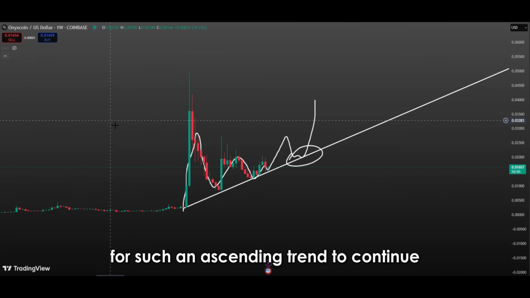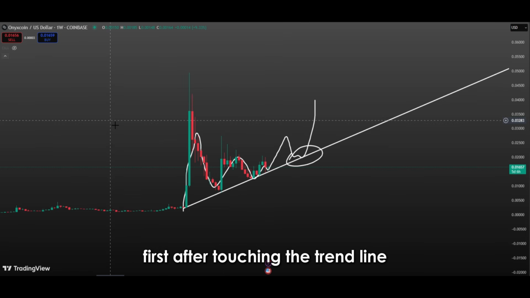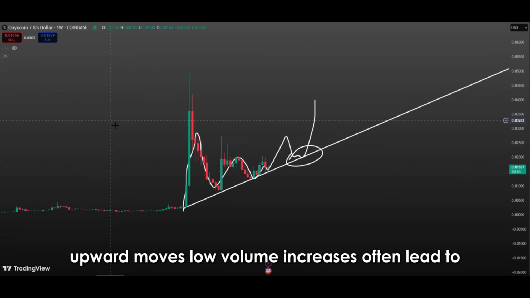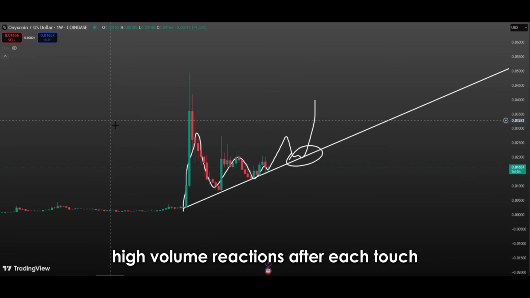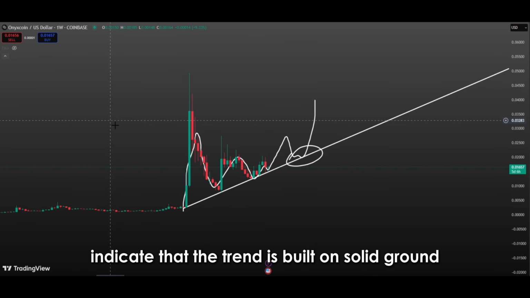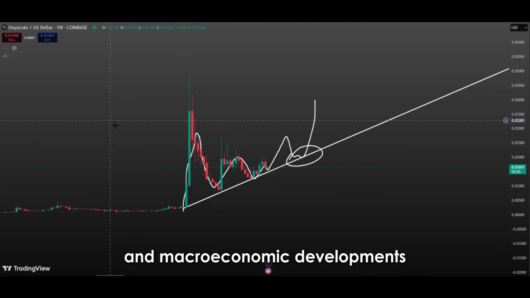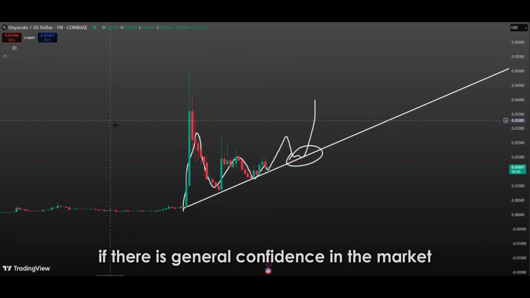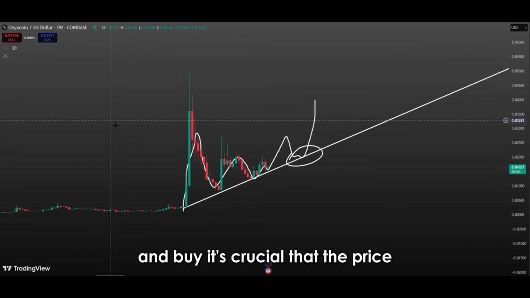For such an ascending trend to continue, several important conditions must be met. First, after touching the trend line, the price should respond with strong and high-volume upward moves. Low-volume increases often lead to false breakouts. However, high-volume reactions after each touch indicate that the trend is built on solid ground. Additionally, news flow, general market sentiment, and macroeconomic developments also play a role in the continuation of the uptrend. If there is general confidence in the market, investors are more likely to trust the trend line and buy.